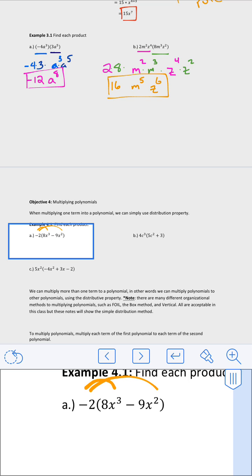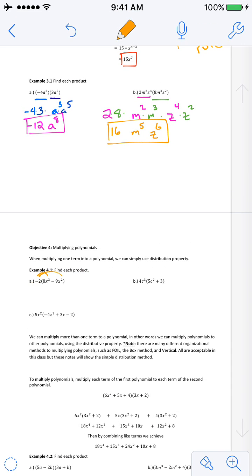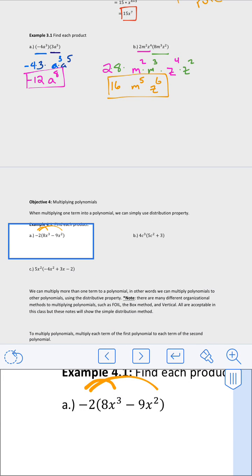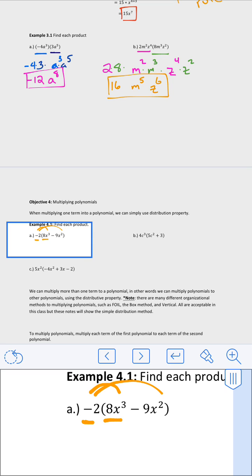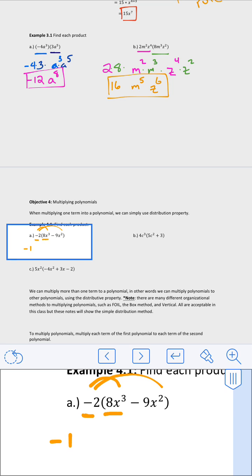So when you have something on the outside like this, just a number, you just have to distribute it in, just like we did with the negative, right? So we're just going to distribute this negative 2 in. When we do that, we get this number times 8x cubed. Now the only thing that we can combine are the actual numbers. So we end up with negative 16x cubed.